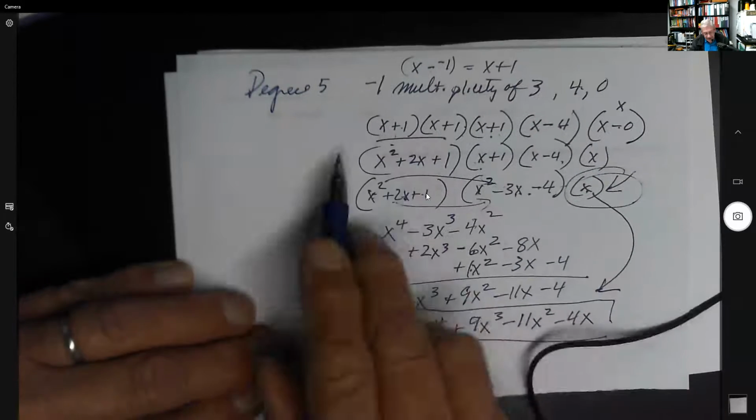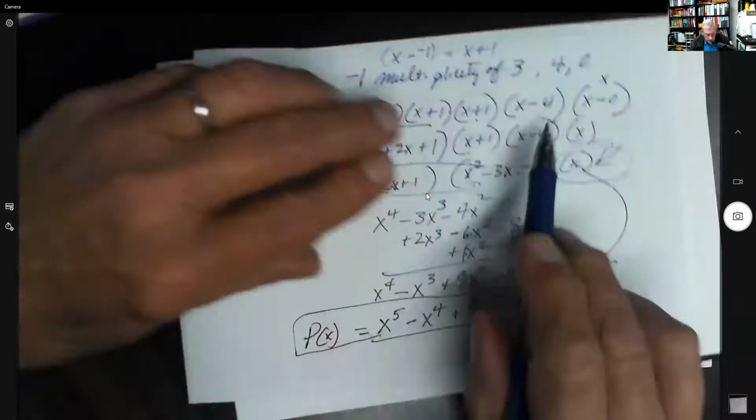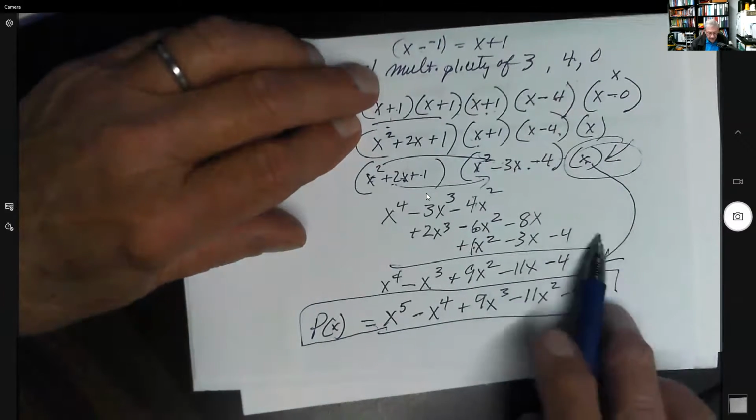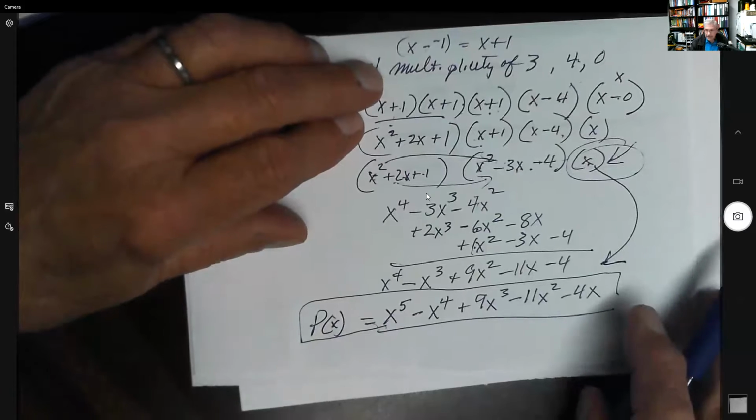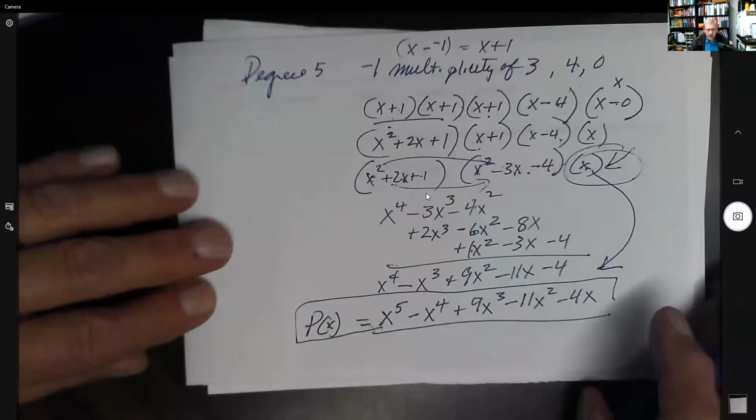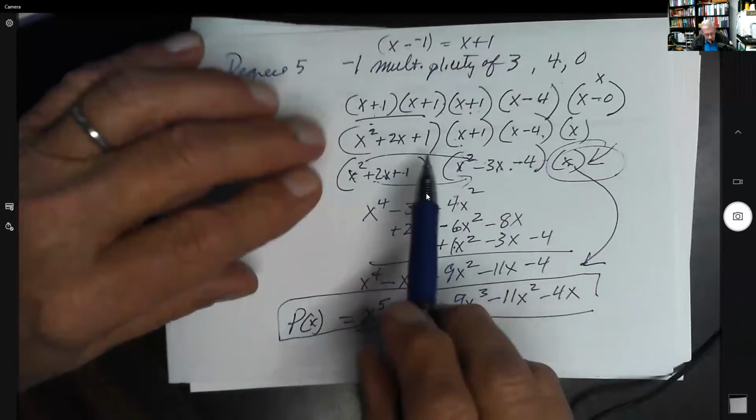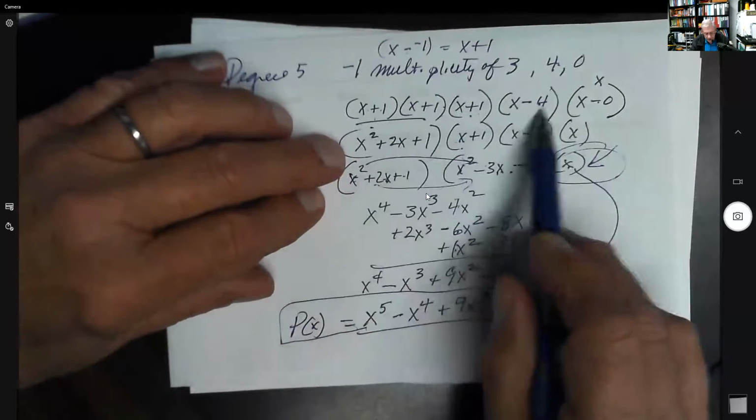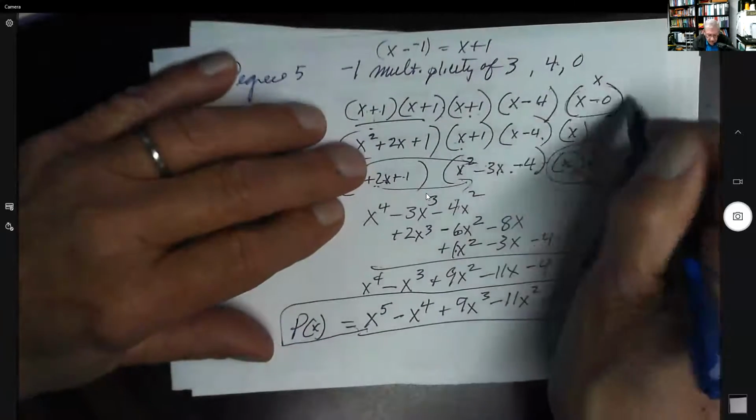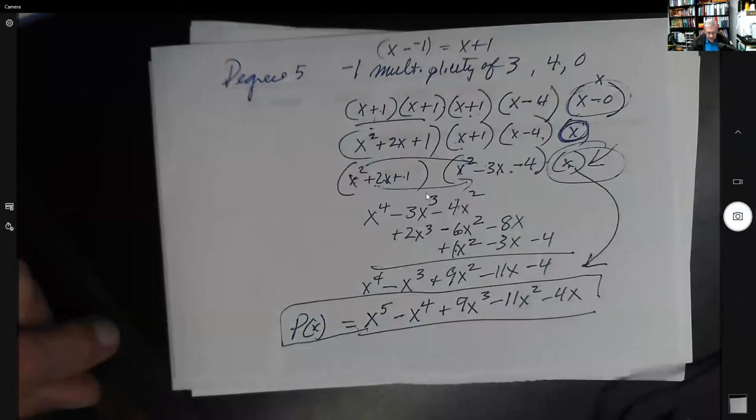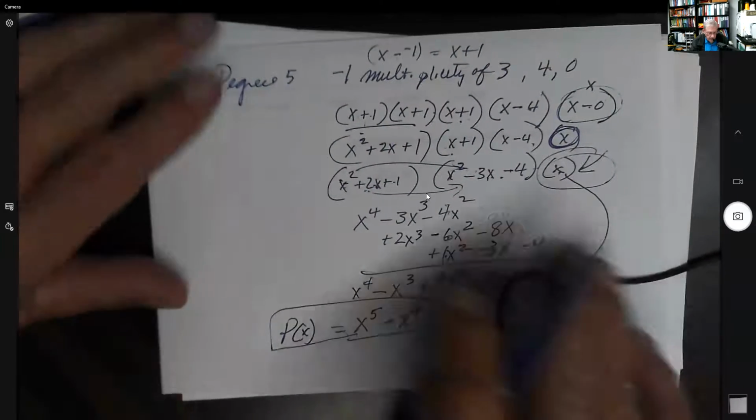So you can see it's kind of time consuming. But fortunately, these were just nice numbers. What if they're not? Now the fun begins. Okay, so it's a little time consuming. You can do this different ways, but you just got to multiply all these together. And just remember x minus 0 is just going to be x. So that saves a little bit of work. All right, so bingo.